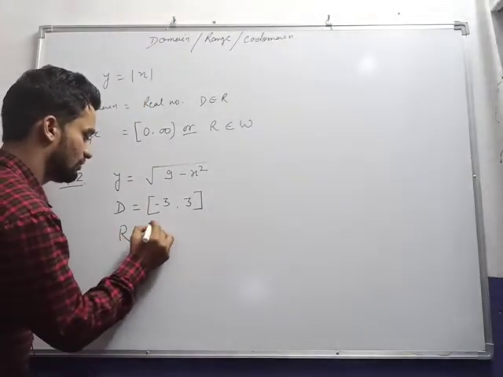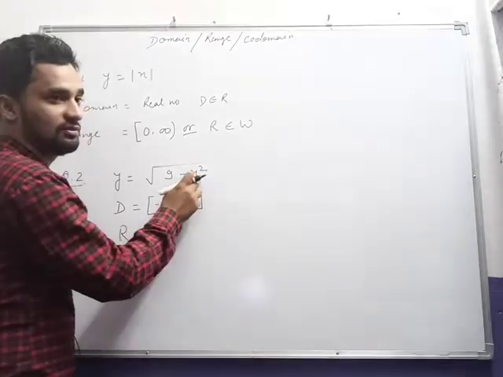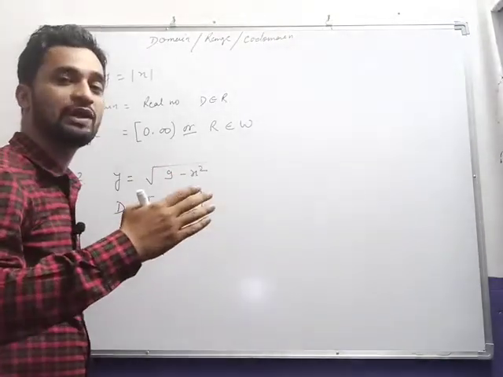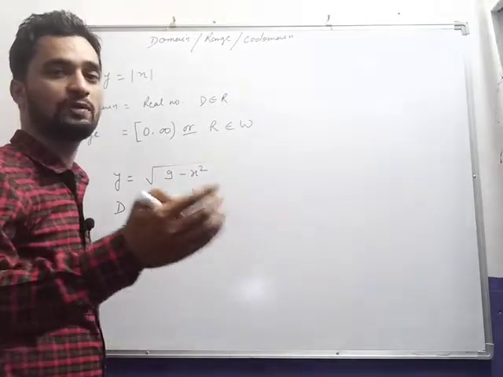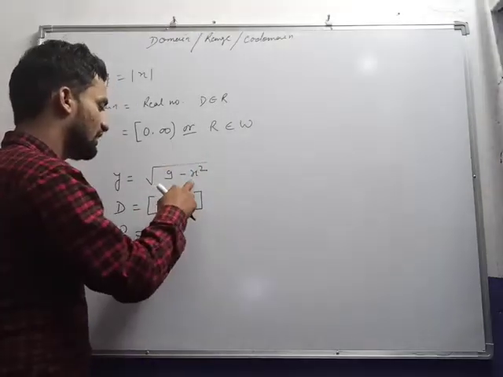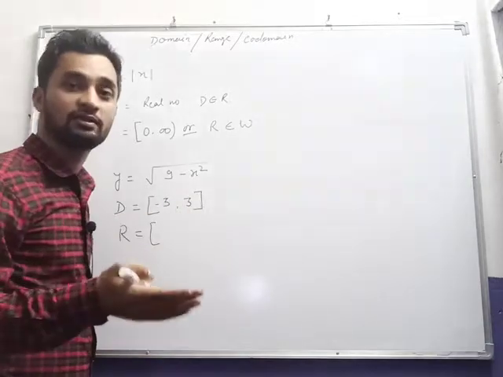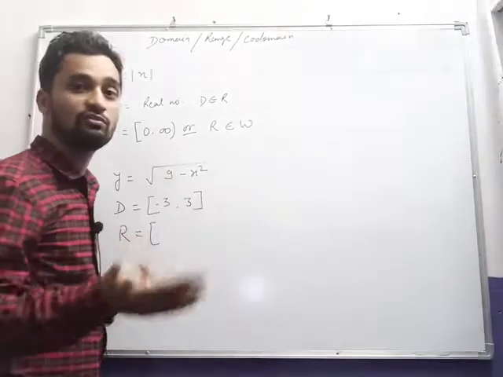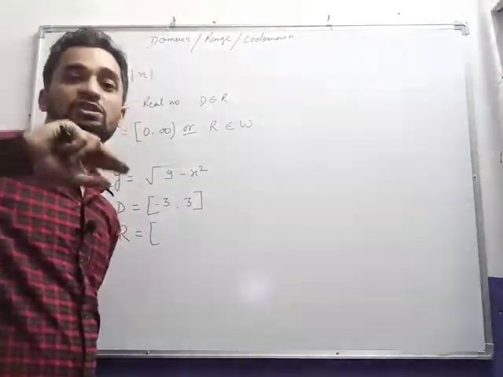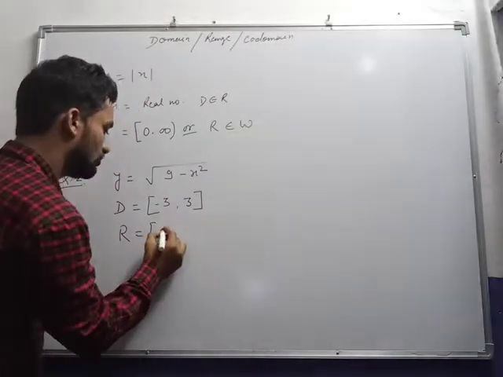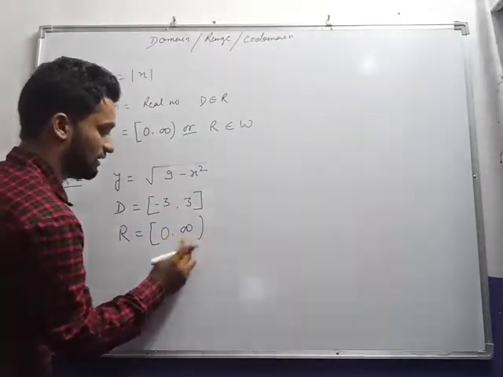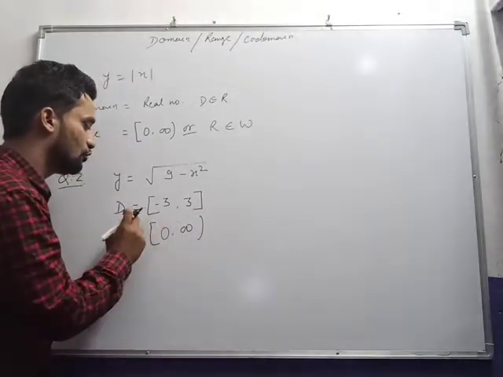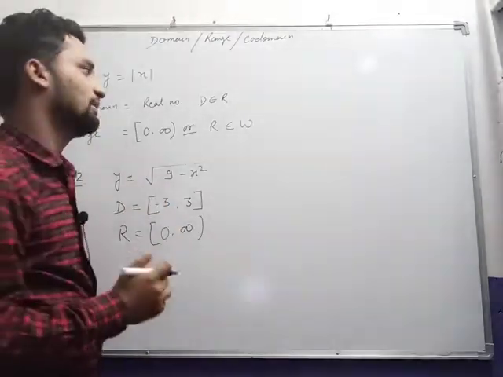And the range: when we are taking -3 we are getting 0. When we are taking -2 we are getting √5, which is 2.24, a little more than 0. If we are taking -1, √8, that is 2.64. If we are taking 0, then √9, value 3. It means it is increasing from 0 to +infinity, and at infinity we are always putting an open bracket. So range will be 0 to infinity, domain will be -3 to 3.